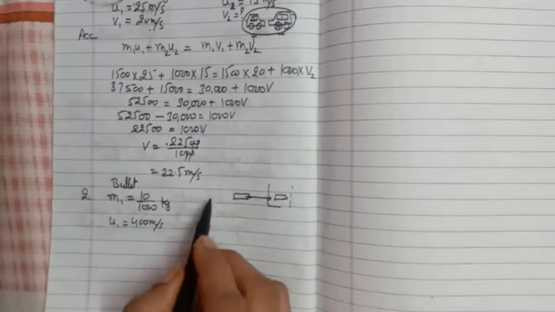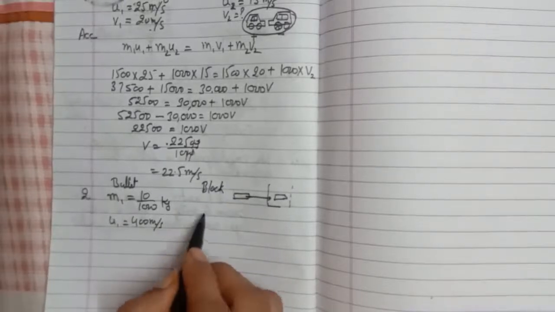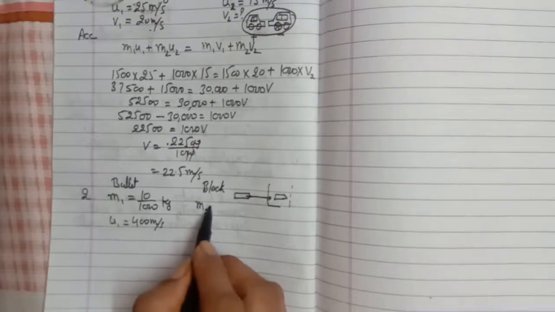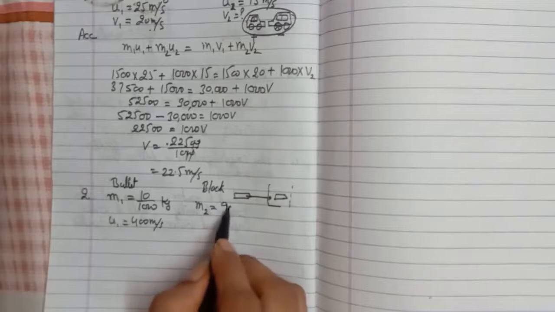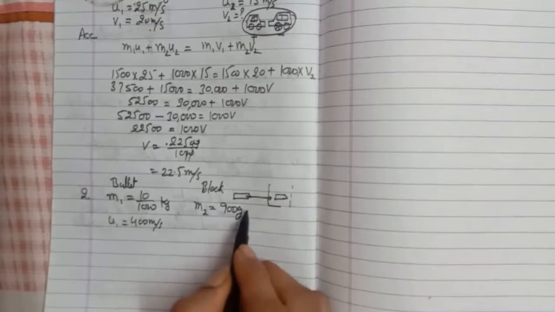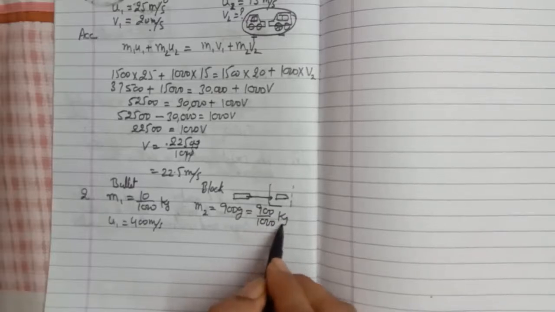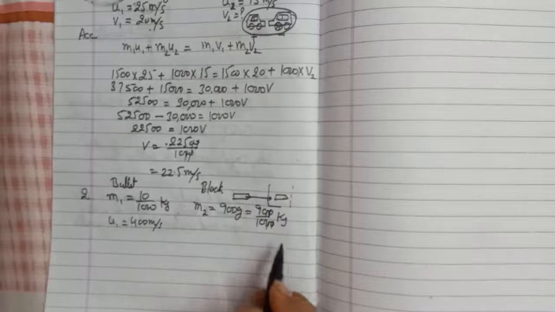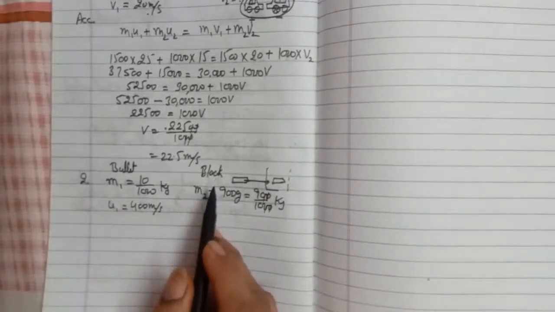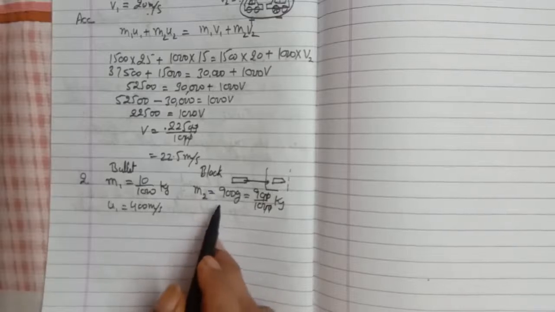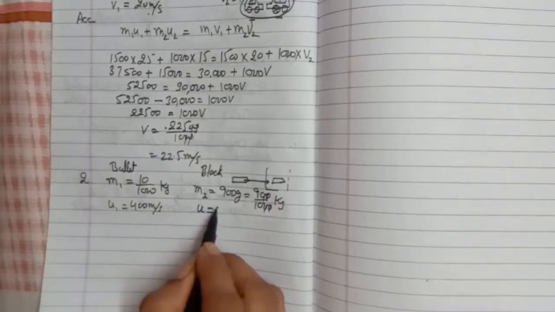For the wooden block, the mass of the block we are representing by m2. Mass of the block is how much? It is 900 gram. Again, we know that the mass should be in kilogram, so we will convert it by dividing by 1000. So it is 9 upon 10 kg. Initially the block was freely suspended and does not have any velocity. It means the initial velocity of the wooden block is 0.